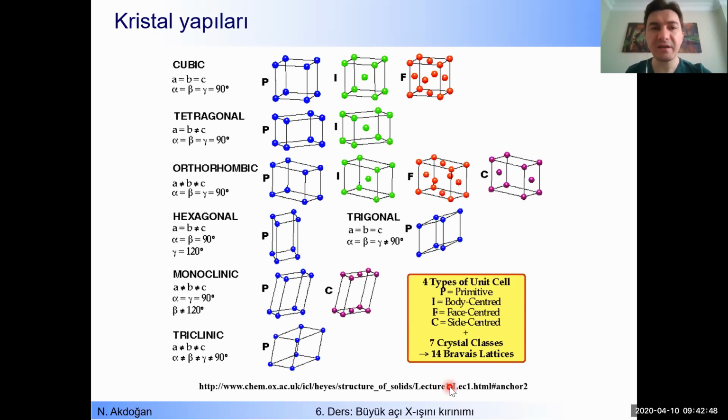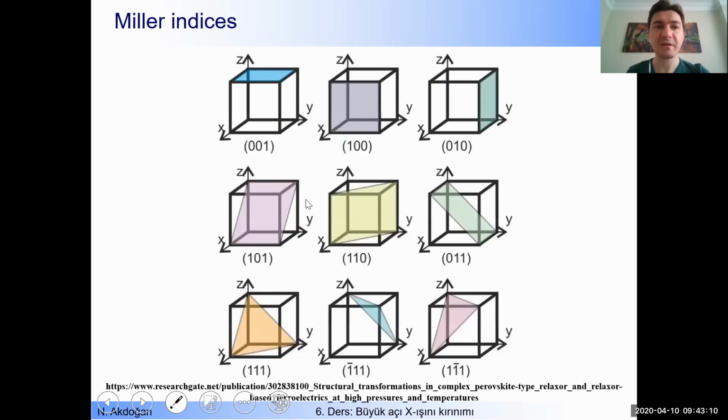But in applications, usually many crystals are in the cubic form, okay? Body-centered, face-centered. Tetragonal is also very widespread, and hexagonal is also widely used. So we will talk about some of them. So now let's talk about Miller indices.